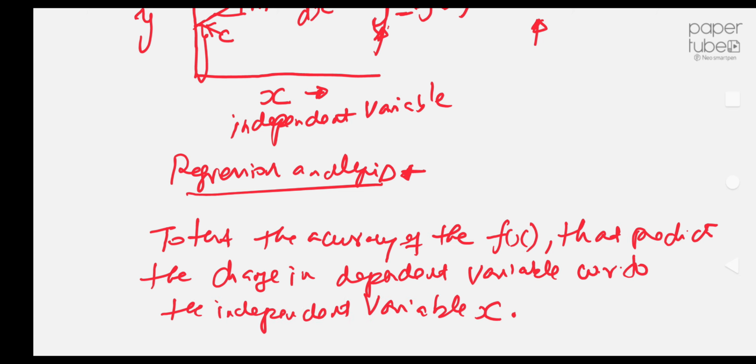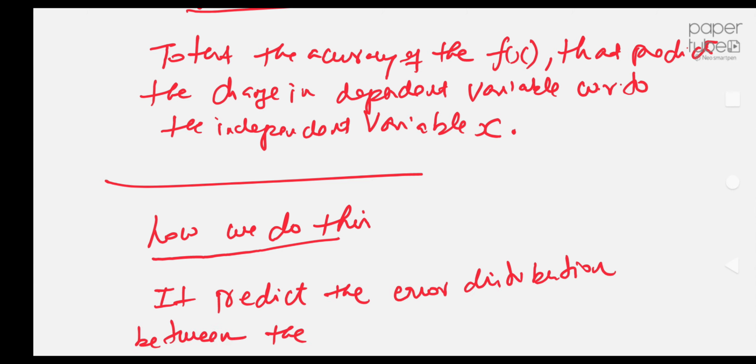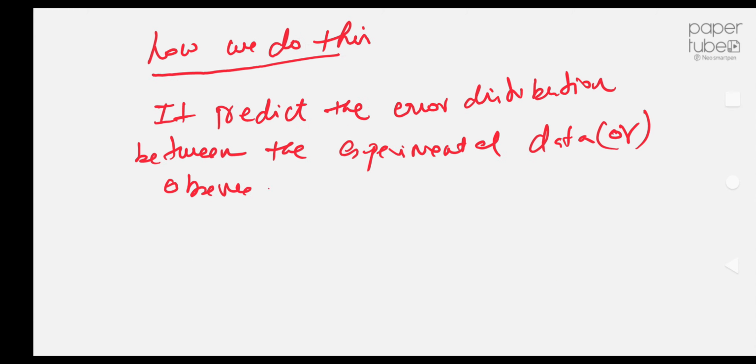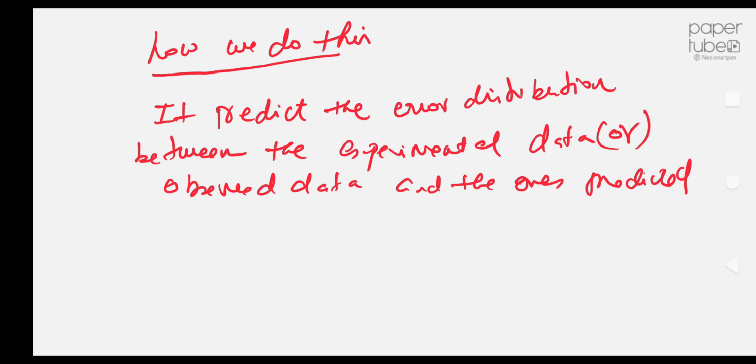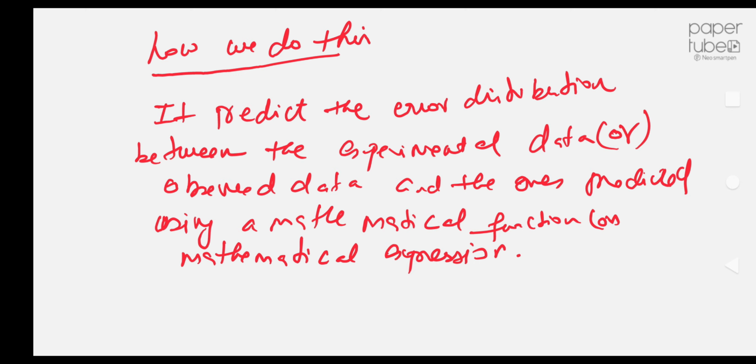So how do we do that? What it predicts is the error distribution. Regression analysis is a method where we predict the error distribution between the experimental data, sometimes called observed data, and the ones predicted using a mathematical function, or you can call it a mathematical expression. So what do I mean by this?